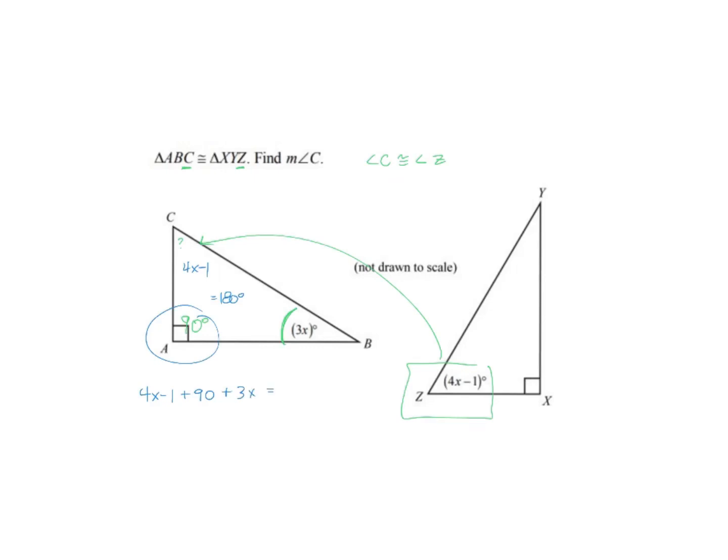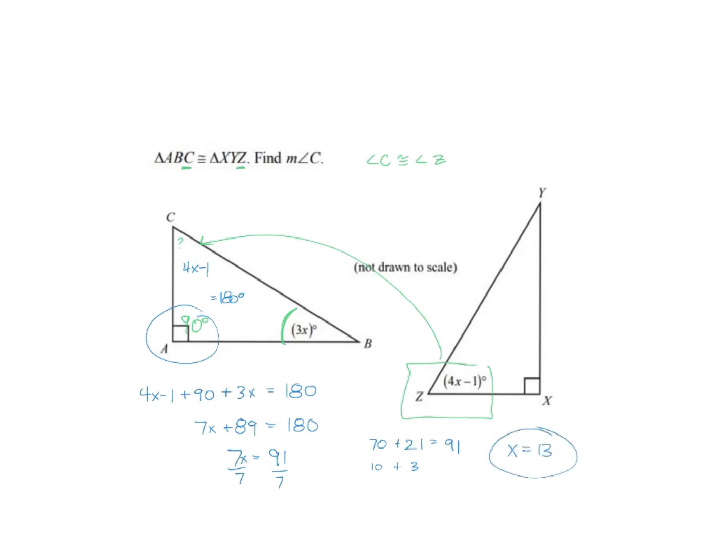I have 7x plus 89 equals 180, so 7x equals 91. I get that from doing 180 minus 89. Now, in my head, I know that 70 plus 21 is equal to 91. So 7 goes into 70 10 times and into 21 3 times. So that means x is 13.